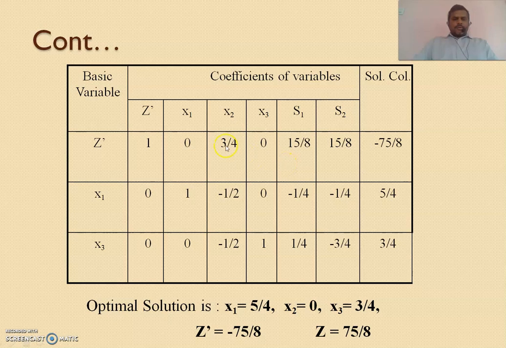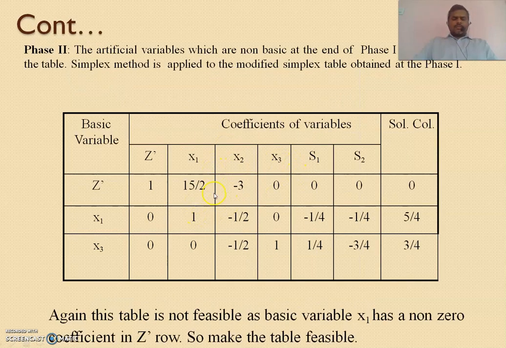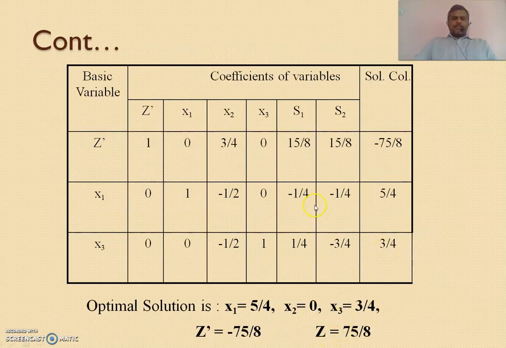Next step, we will do similar calculations. Here the most negative is this one. Here the leaving variable is here. I have written again that this table is not feasible as basic variable x1 has a non-zero coefficient in the Z row. So how do we make that table feasible? Here we will do calculations.